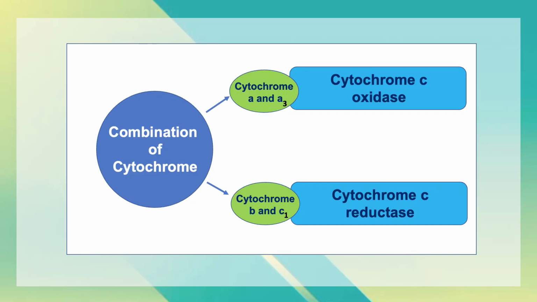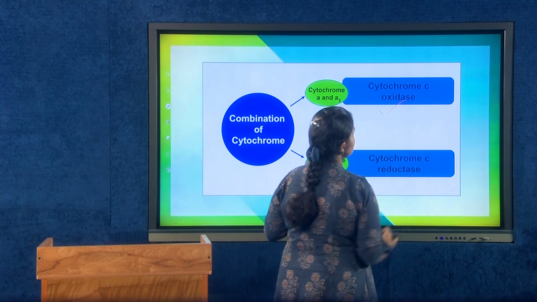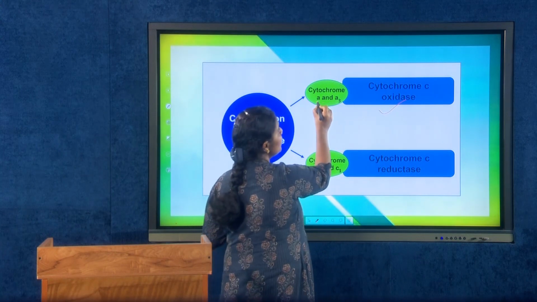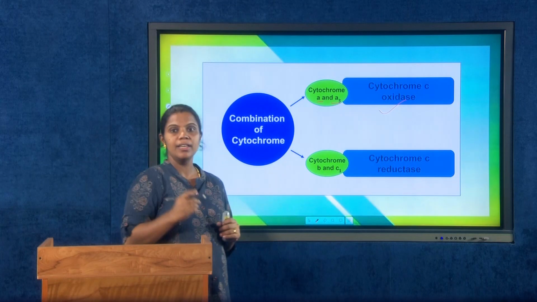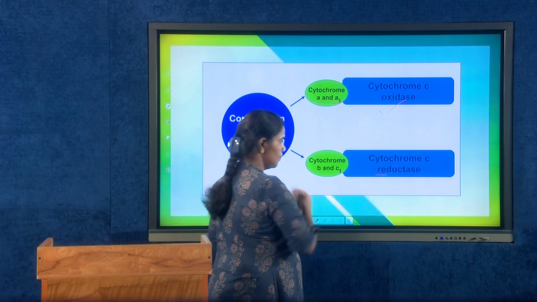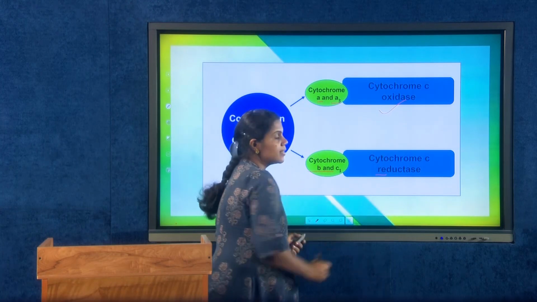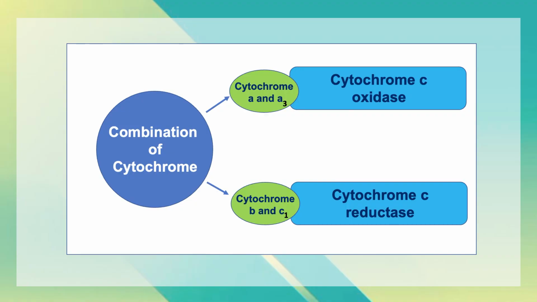Many cytochromes act in combination for specific biological processes. Here, the enzyme cytochrome C oxidase is composed of cytochrome A and cytochrome A3. Similarly, the enzyme cytochrome C reductase is composed of cytochrome B and cytochrome C1. So, the cytochromes in combination will perform specific biological processes.